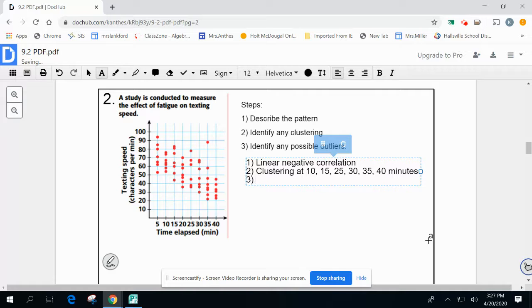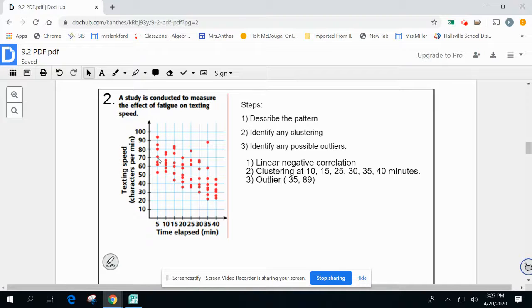And then the last part, identify possible outliers. It looks like one outlier, and that's at 35 comma, you could say maybe 89 because it's really close to 90. So I would say that is your main outlier in this problem.